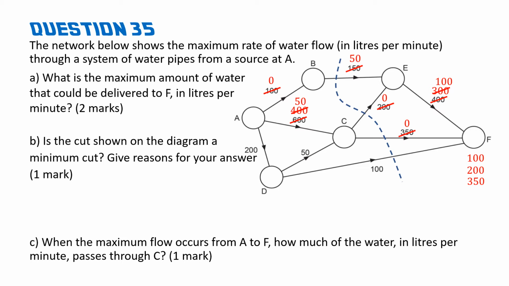So now I've got 200 that I can take down from A to D, but I can only take 100 from D to F, so I'm only going to take 100 through. So we cross out the 200 and write 100.